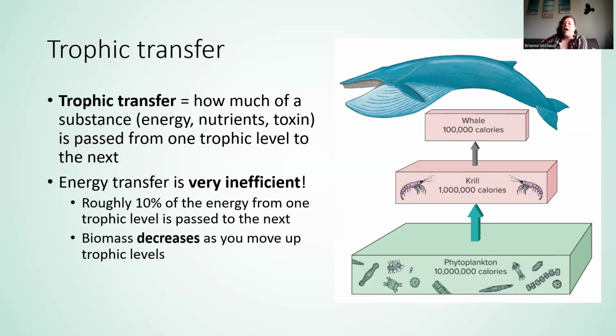So, for example, calories are a measure of how much energy is in food. So if you add up the energy in all the phytoplankton here, they would have about 10 million calories, which means the krill, the primary consumer, only get a million calories. And that means that the whale that's eating the krill only gets 100,000 calories. So again, we're losing 90% of the energy each time we transfer to the next level up. And this is also true of biomass. That's why biomass tends to decrease as you move up trophic levels.